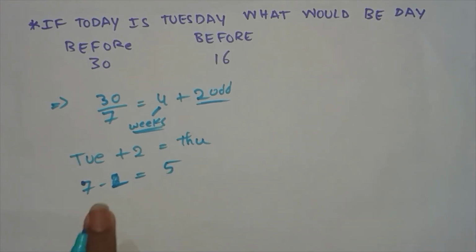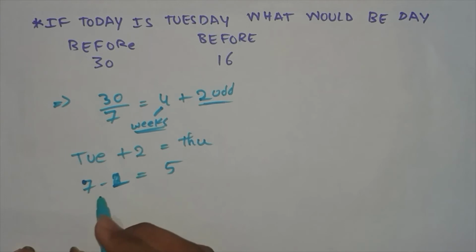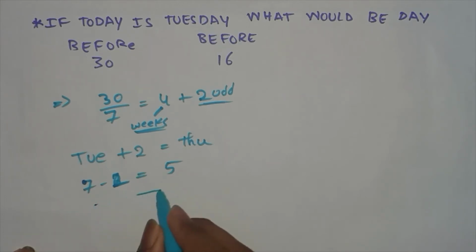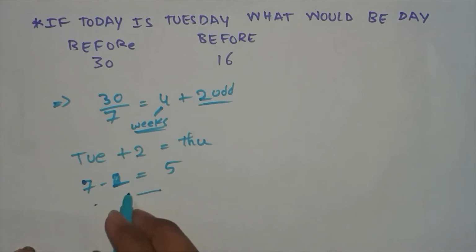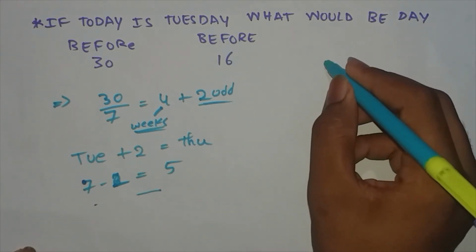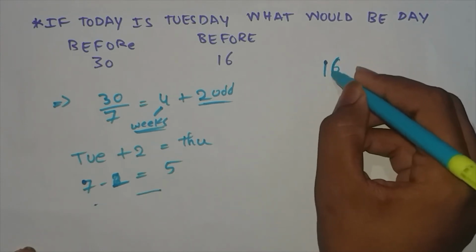So you add extra 2 days or subtract from 7. That is, Tuesday plus 2 gives me Thursday, or subtract 5 from Tuesday. That is Monday, Sunday, Saturday, Friday, and the fifth day is Thursday. So adding 2 days to the given day gives me the same answer, or subtracting 5 from the given day also gives me the same answer. So if you think it is hard to go back, you add extra 2 days to the given day. That is the easy part. And the next question is before 16 days.